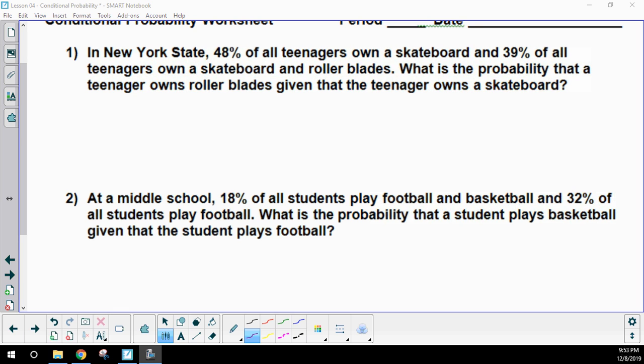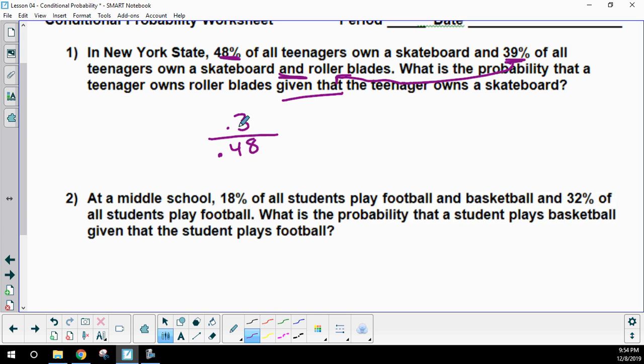In New York State, 40% of all teenagers own a skateboard, and 39% of all teenagers own a skateboard and rollerblades. And see the keywords here, just a skateboard. Highlight that because that goes with the and. What's the probability that a teenager owns rollerblades given that the teenager owns the skateboard? So, skateboard on bottom, 0.48. Both, 0.39, using our formula from earlier.